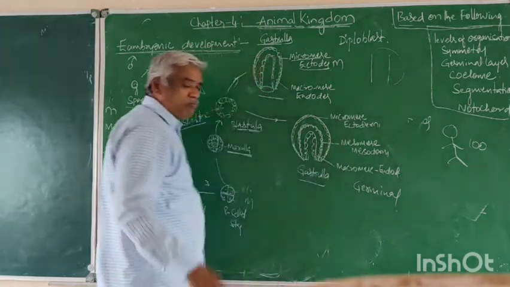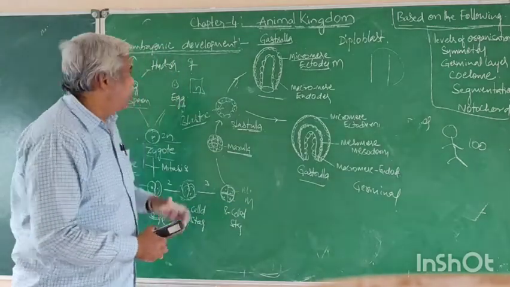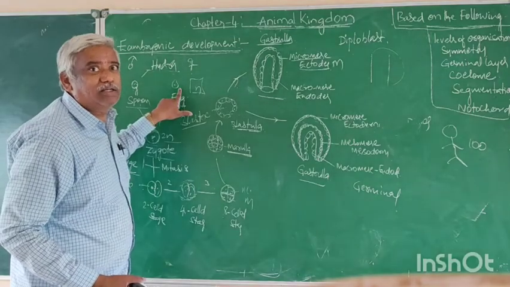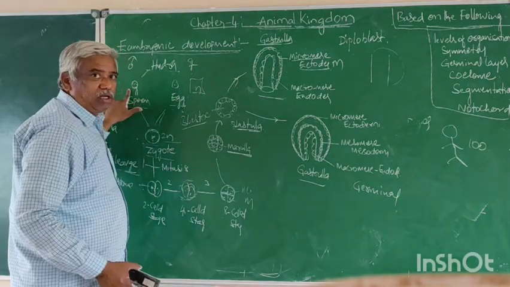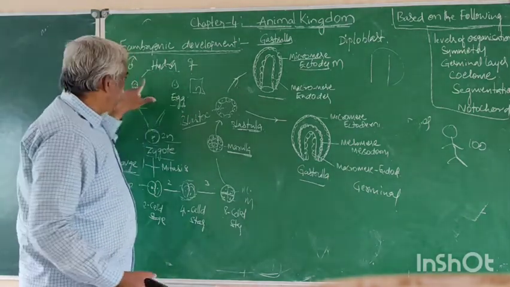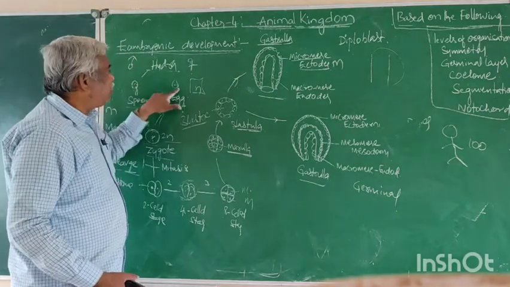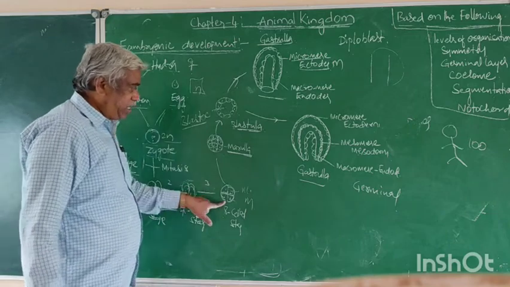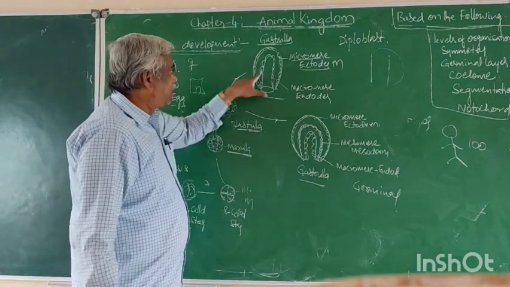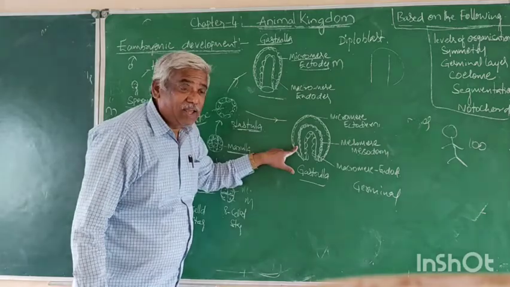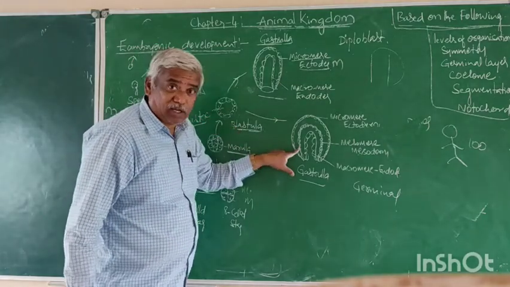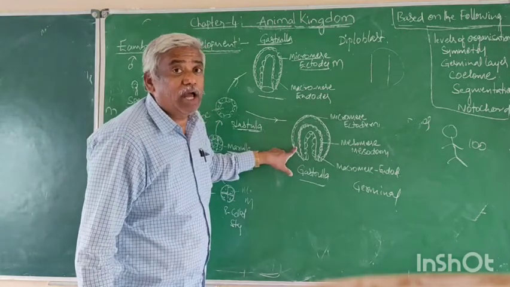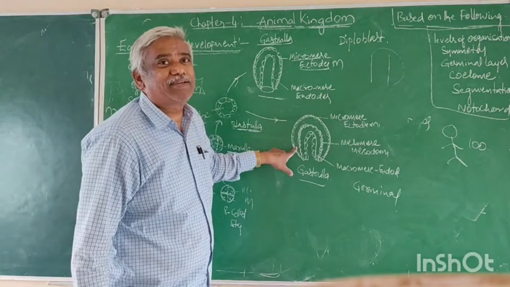Suppose it is a dog, or a man. Now, the sperm and egg come together to form a zygote. The zygote will become 2 cell, 4 cell, 8 cell, blastula. In the blastula, the gastrula will form. In man, the gastrula has layers which are 3, so it is triploblastic.